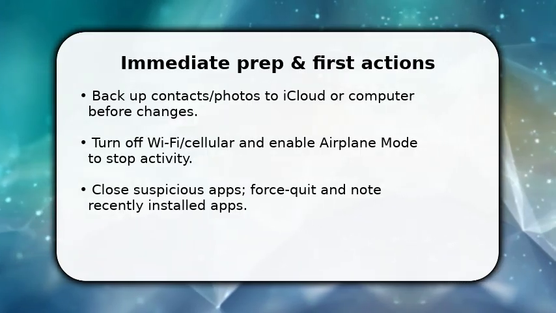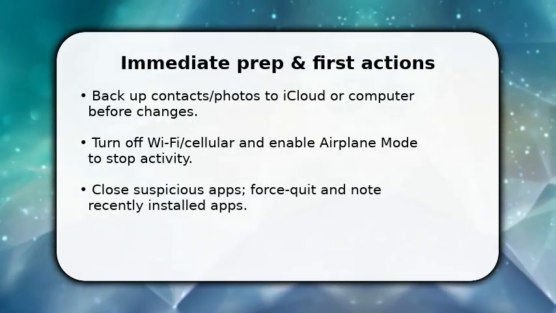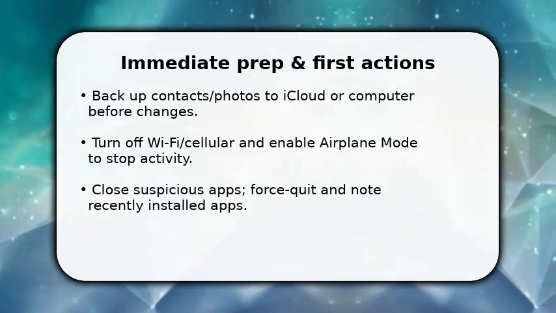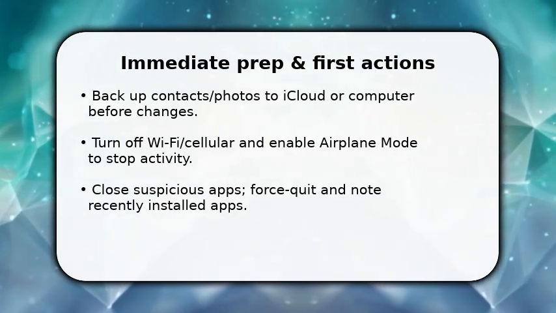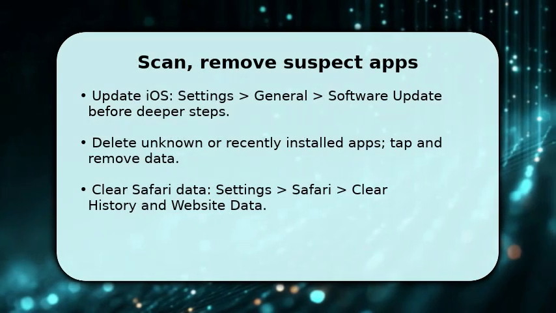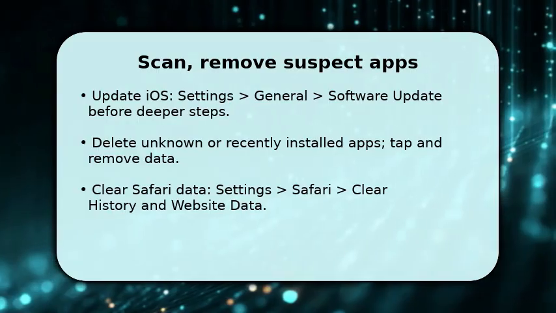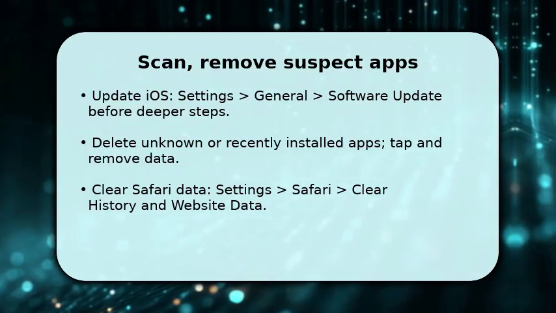Now go to Settings and check battery and data usage for anomalies, because those clues tell you where the problem likely lies. Next, update the system to patch vulnerabilities. Go to Settings, General, Software Update, and Install if available. Once updated, uninstall any unfamiliar or recently added apps by holding app icons and choosing Delete App. Make sure to remove their stored data.